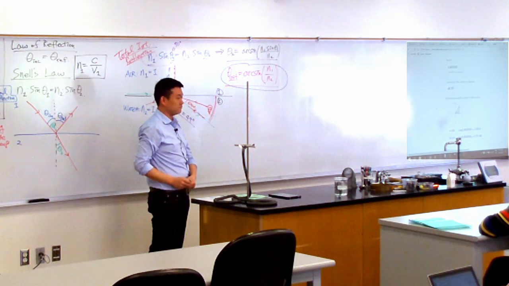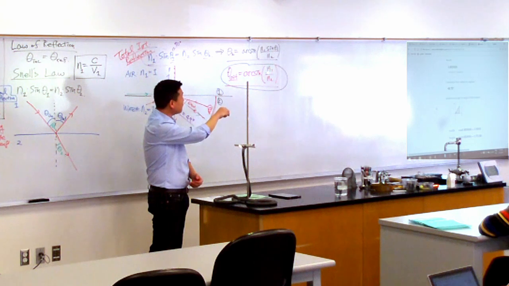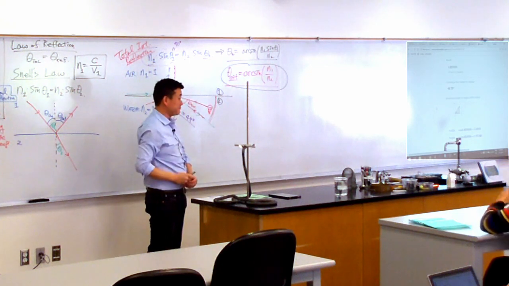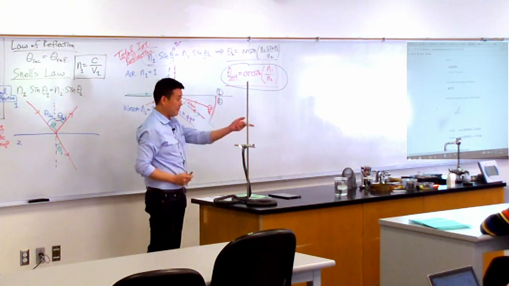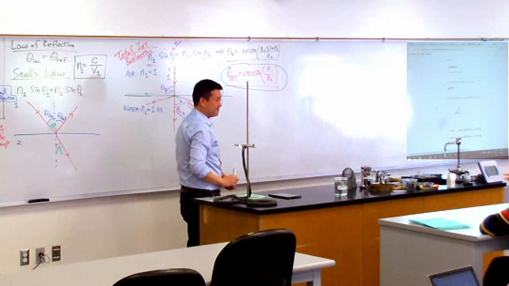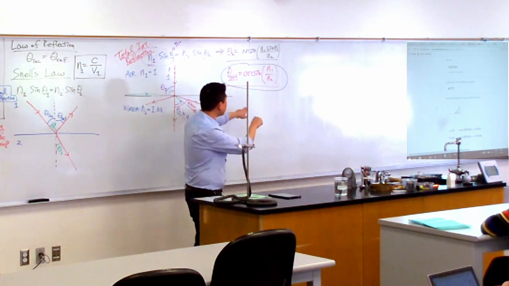Any guesses? n1 has to be smaller than n2. Yeah, why does n1 have to be smaller than n2? Javier, you were answering. Domain of arcsine. Yeah, so you look at the arcsine.